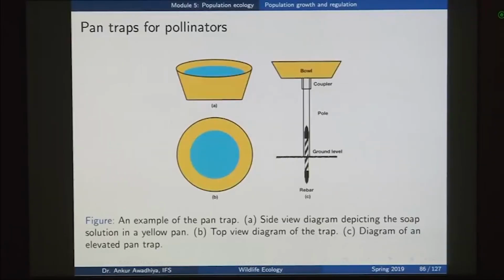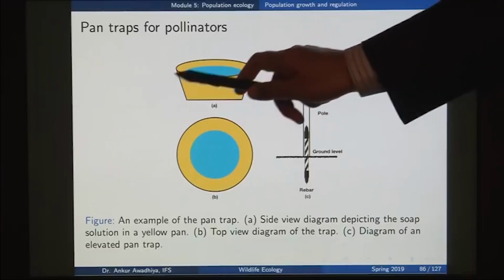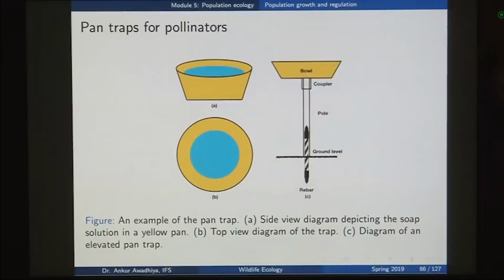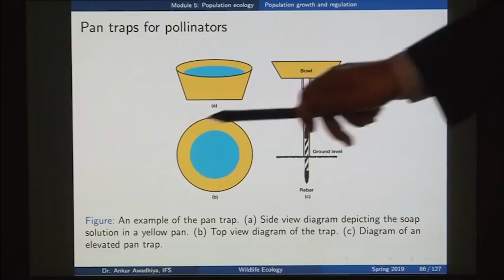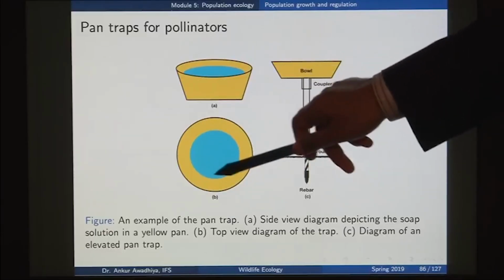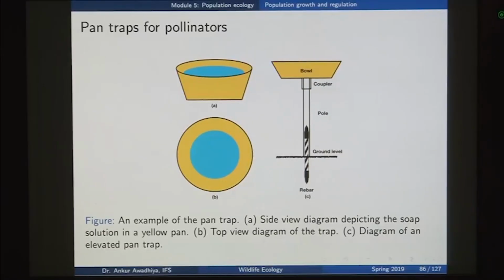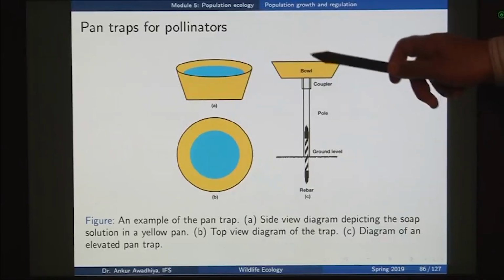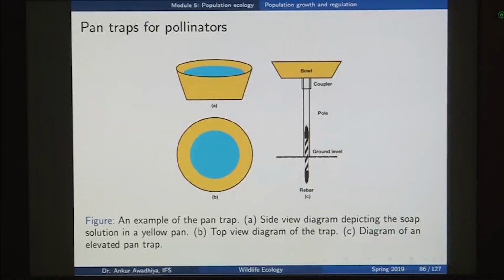Now, in this case, you have this small pan. This pan is yellow in color, and then you add this water. In this water you can add a few drops of soap to reduce the surface tension, and this is the top view. So, in this pan you will have this yellow colored surface, and you have the water in the center, and then you put this trap onto a stick, and then you place it somewhere.